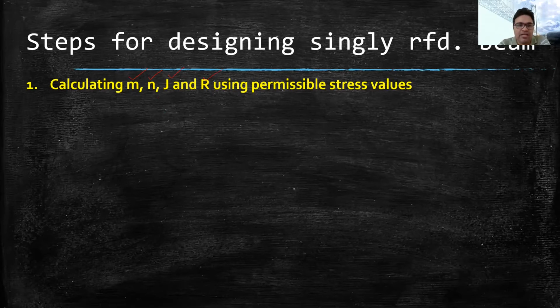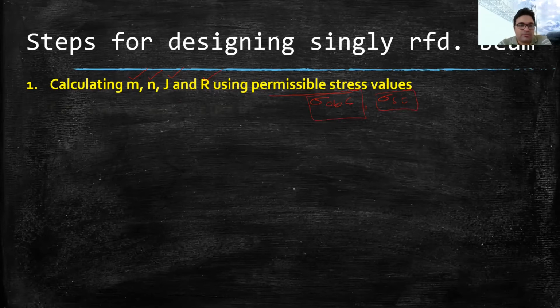Now after finding these four values, we know that these four values depend on the permissible stresses. So like in the previous lecture, permissible stresses are sigma CBC for the concrete and sigma ST for the steel. So we need to find out these values from IS code tables 23 and 24.